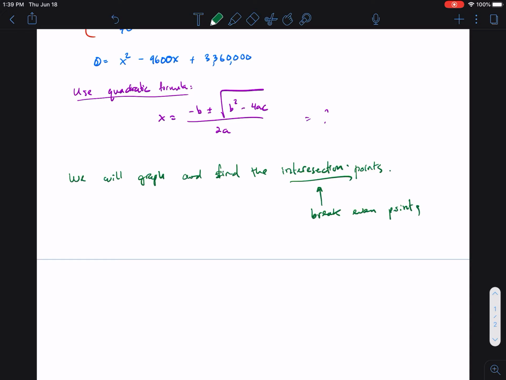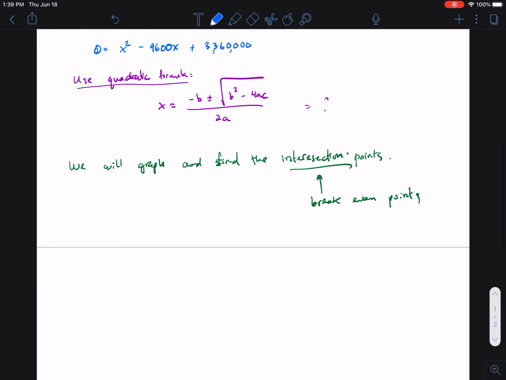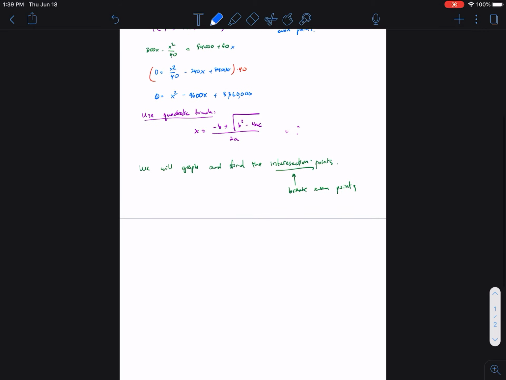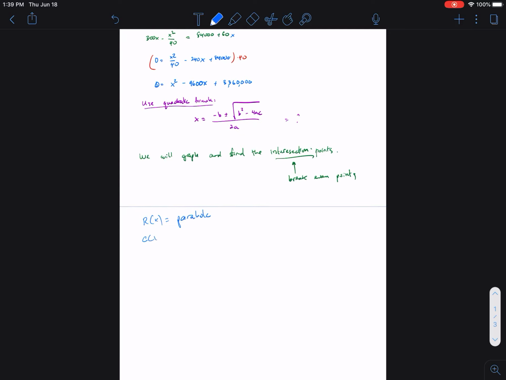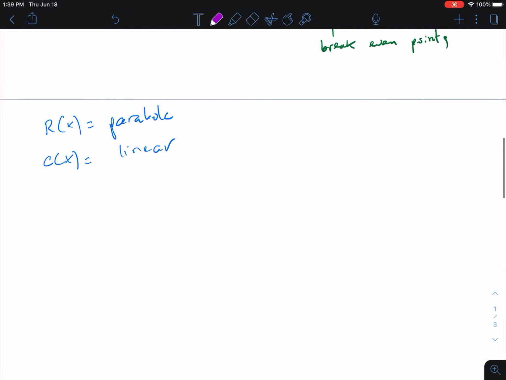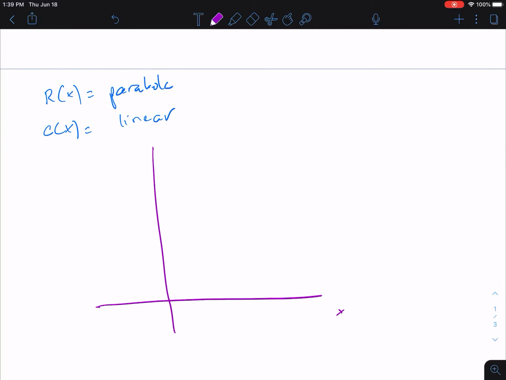Okay, so just a quick guess here. If R of X is a parabola, an upside down parabola, and C of X would be linear, or a line. When we graph this, the x coordinates are only going to focus on the positive numbers because the demand is going to be positive only. So we only look at the first quadrant.